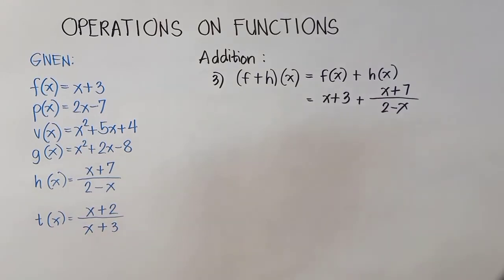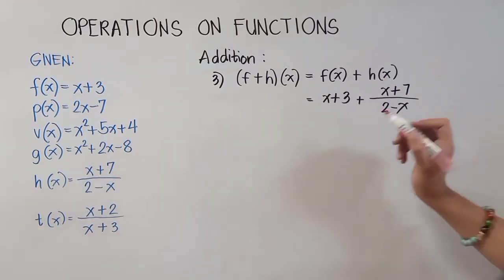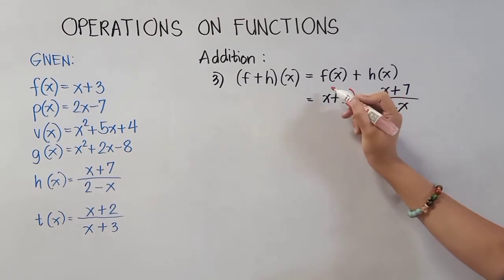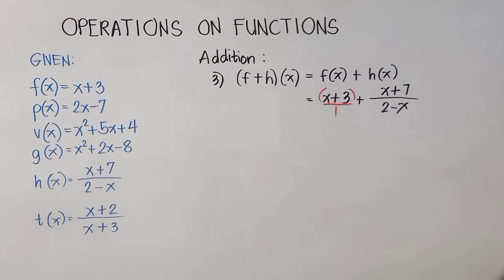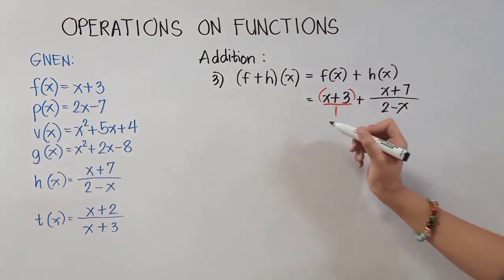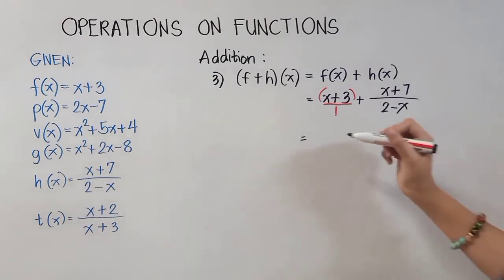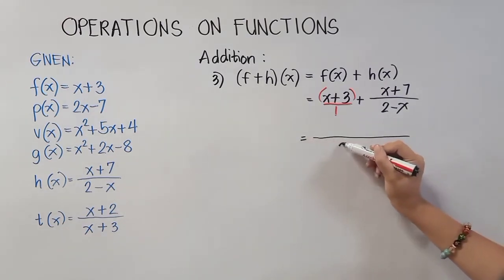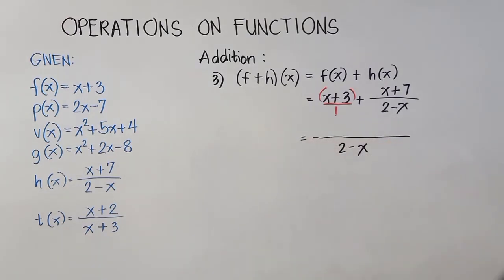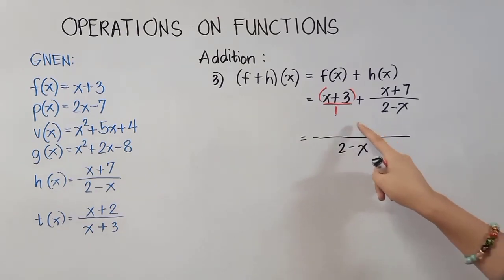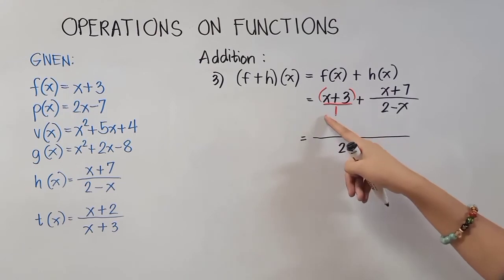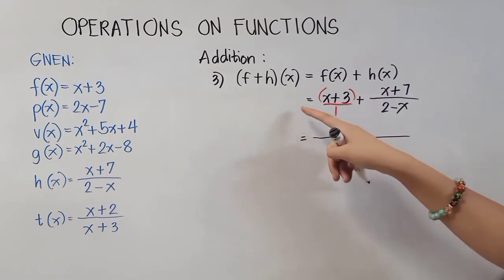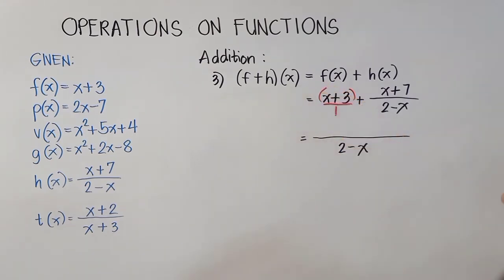Now let us make both functions a fraction. So to do that, let us place a denominator of 1 to the first function. Remember that that is a valid step since any term divided by 1 is just equal to itself. Now our LCD here is 2 minus x. Remember that we have to divide our LCD to the denominator and then multiply the answer to our numerator.